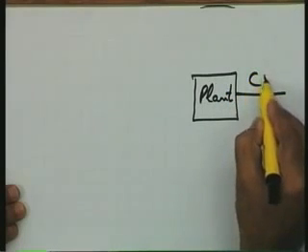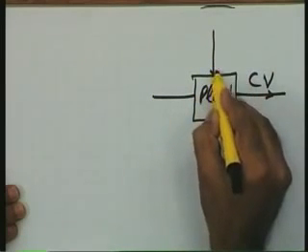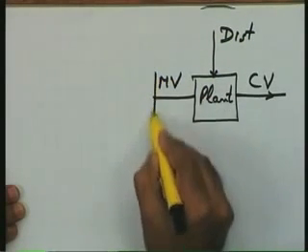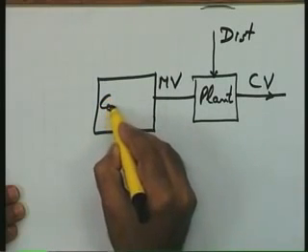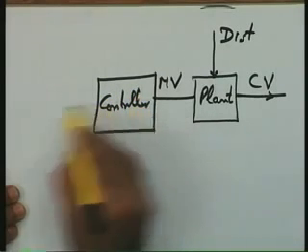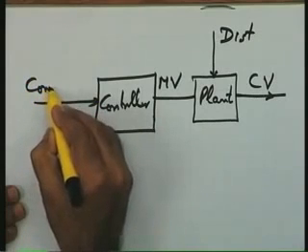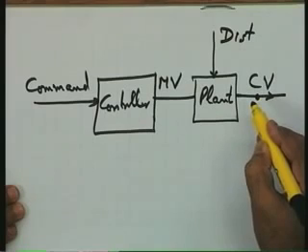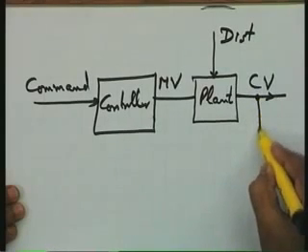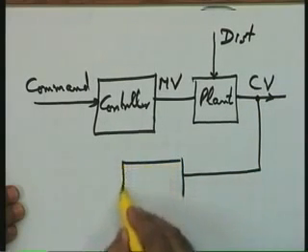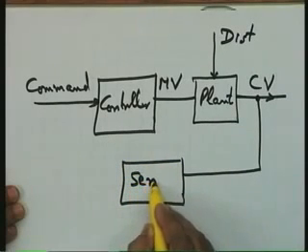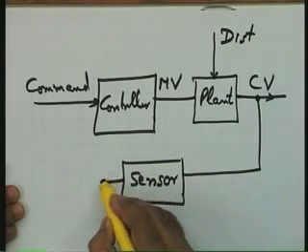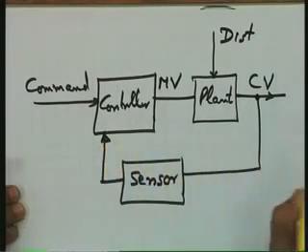This is your controlled variable. Here is the disturbance acting on the system. This is a manipulated variable, and here is a controller. Command. So, this controlled variable now, well, this can be measured easily, and there is a sensor here. This particular sensor gets the information about the controlled variable and passes on this information to the controller.